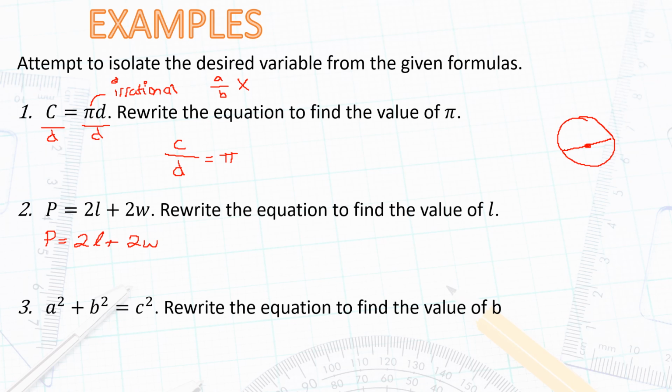So first thing, reverse PEMDAS. L is being multiplied by 2, and then we're adding 2W to it. So addition and subtraction go first. We're going to subtract 2W from both sides. I know this is kind of the one where you think, ooh, I didn't realize I could do that, take a whole term away. But 2W minus 2W is 0. So we're left with P. You can't subtract 2W from it. Those are different variables. So P minus 2W is equal to 2L.